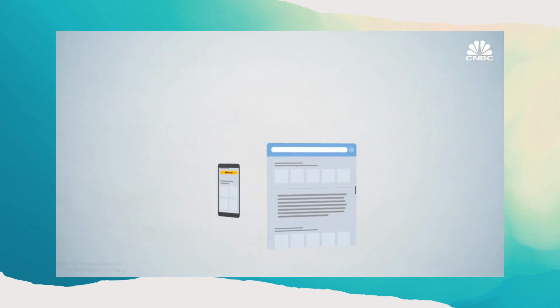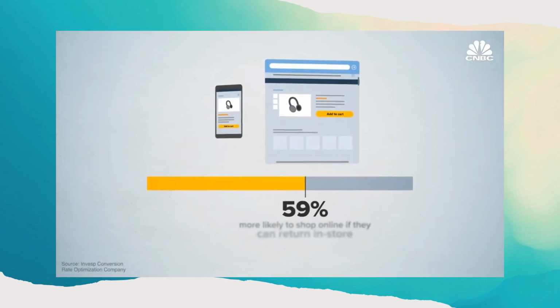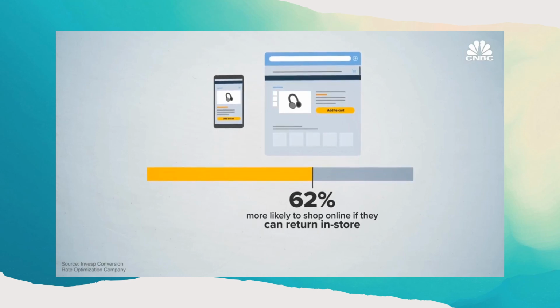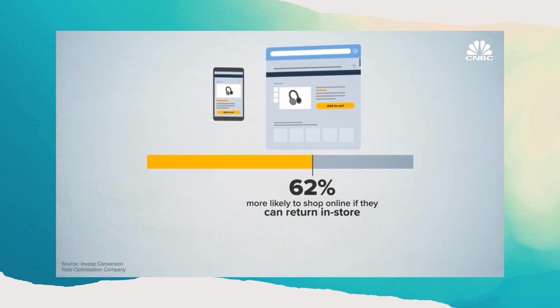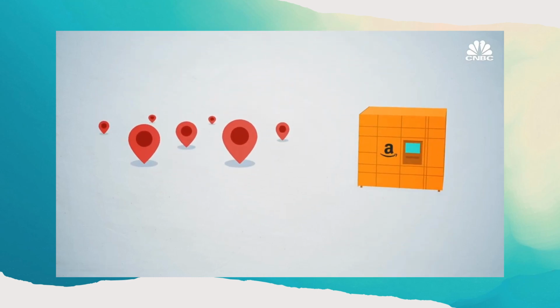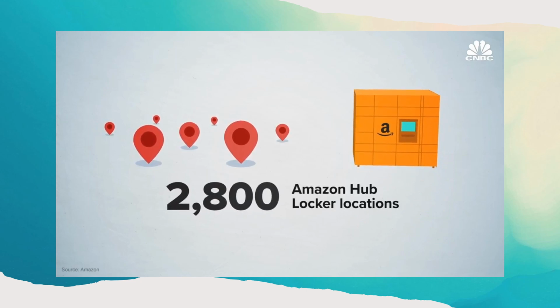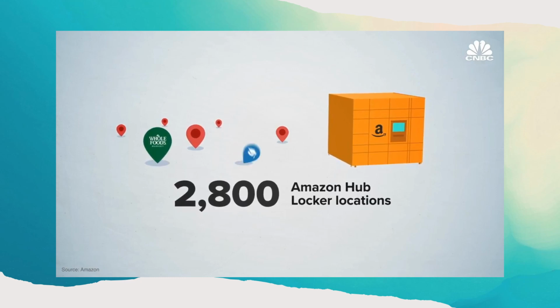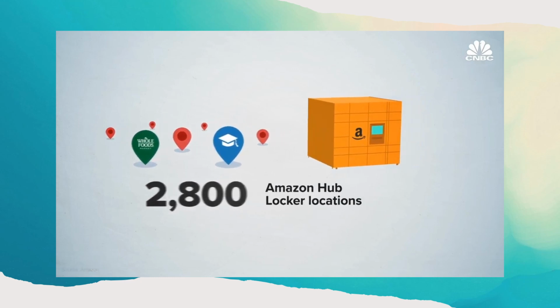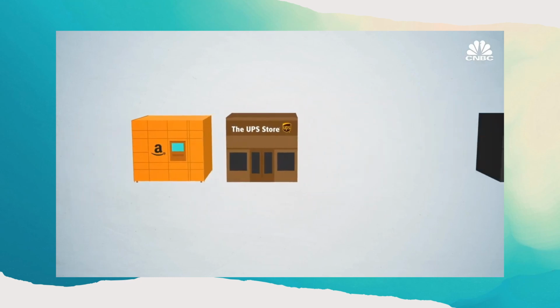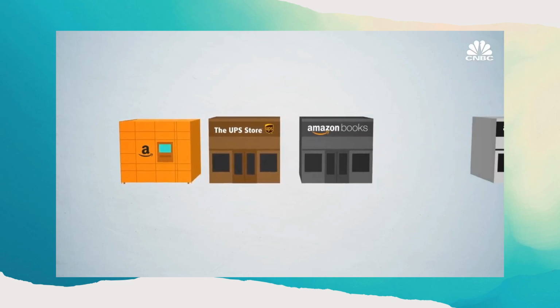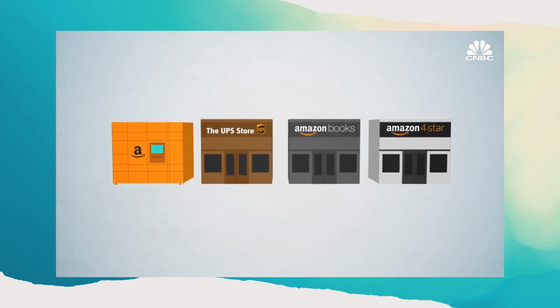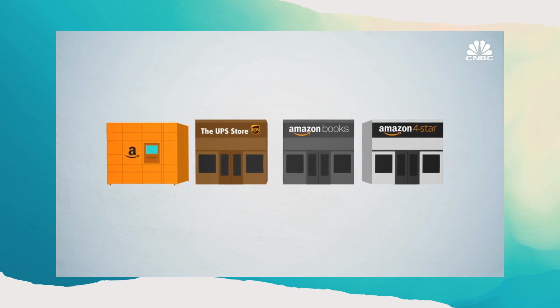According to data compiled by Invesp, 62% of customers are more likely to shop online if they can return an item in store. With Amazon, you can also return items in person without a box to one of 2,800 Amazon Hub locker locations, which can often be found at Whole Foods or college campuses. Depending on your location, you can also return items in person at UPS stores and a growing number of Amazon Books and Amazon 4-star stores, although this does sometimes cost a fee.